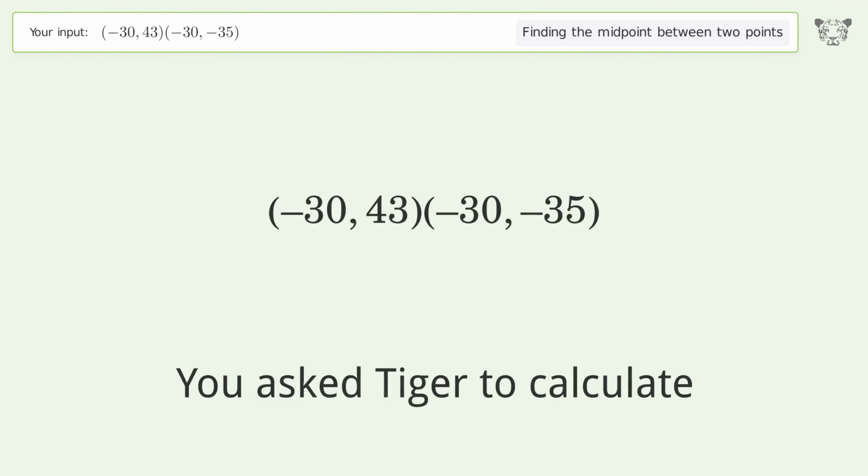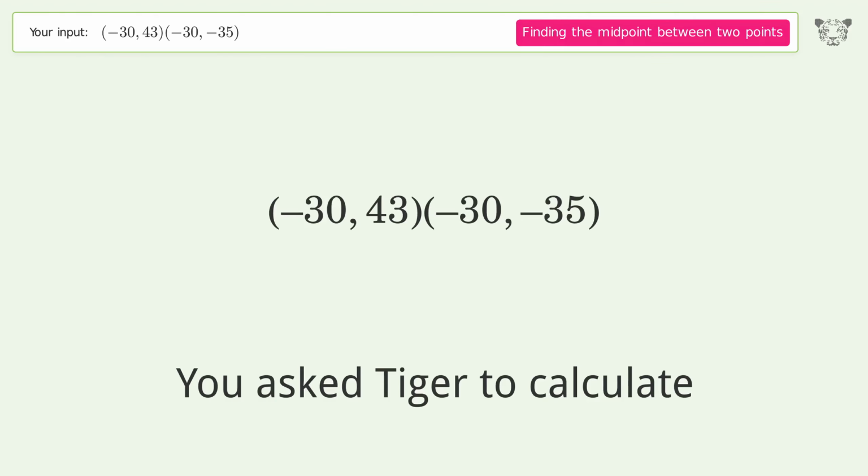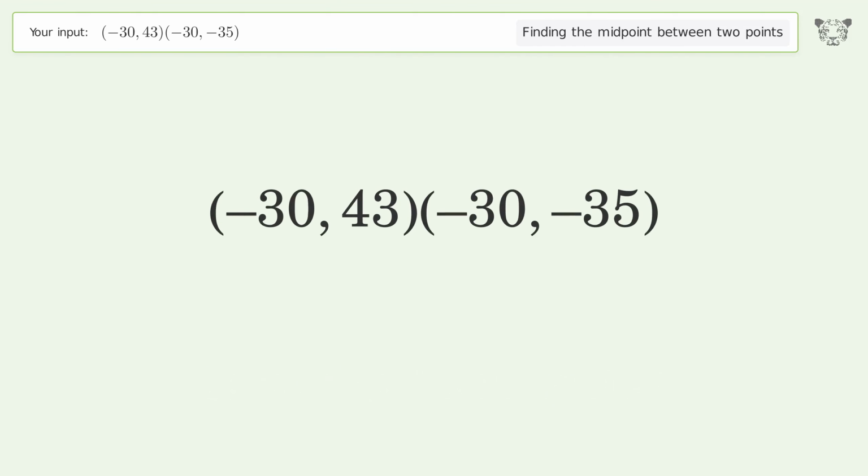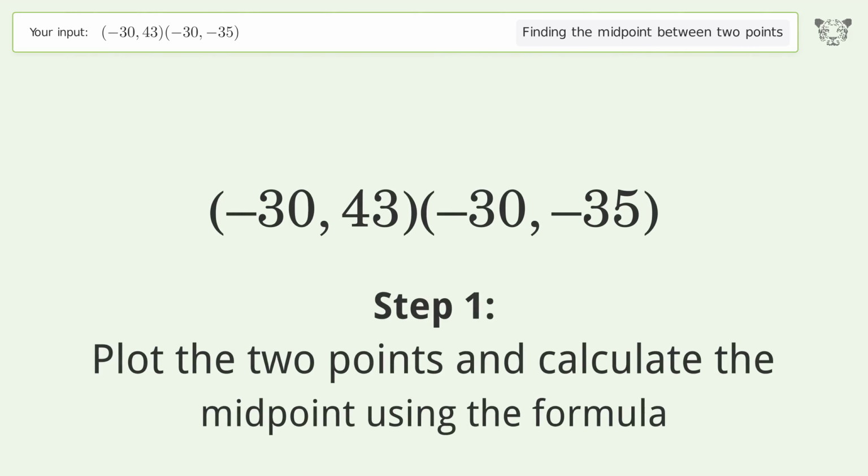You ask Tiger to calculate. This deals with finding the midpoint between 2 points. The midpoint between the 2 points is -30,4. Let's solve it step by step. Plot the 2 points and calculate the midpoint using the formula.